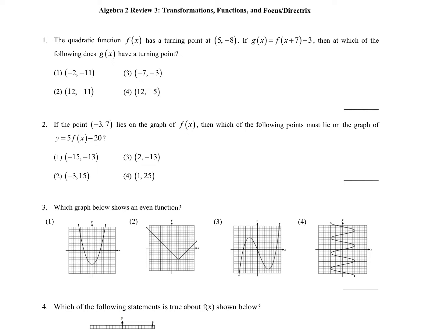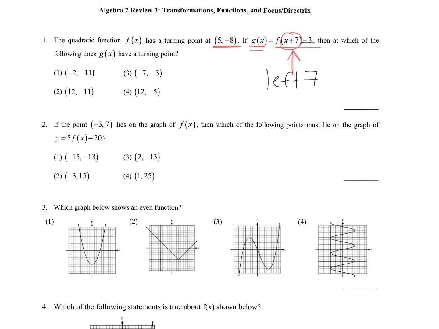So the quadratic function f of x has a turning point at 5, -8. So we can't graph this because we don't have the actual equation, but that's the turning point. This is a new function g of x, which is found by transforming f of x. We know the x plus 7 moves it left 7.